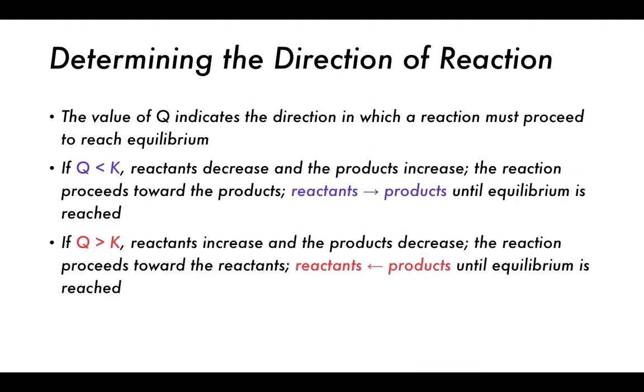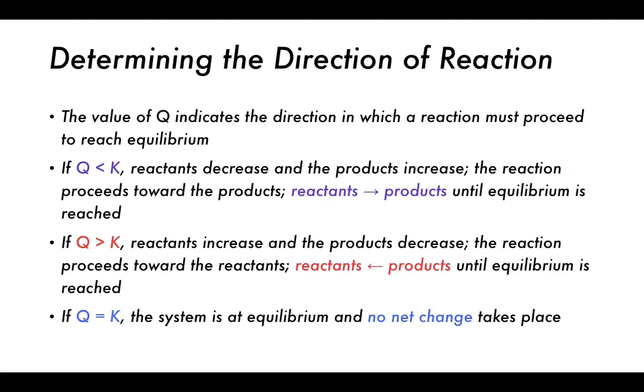If Q happens to be larger than K, then the reactants increase and the products decrease, and the reaction proceeds towards the reactants. So reactants are formed and products are consumed until equilibrium is reached. And if Q is equal to K, the system is at equilibrium and no net change takes place.